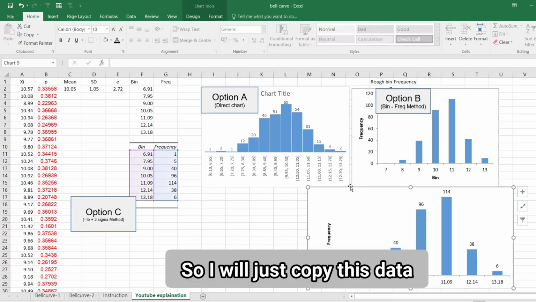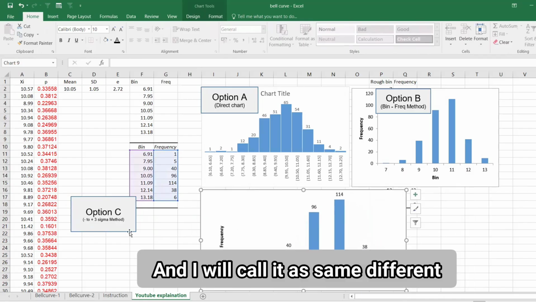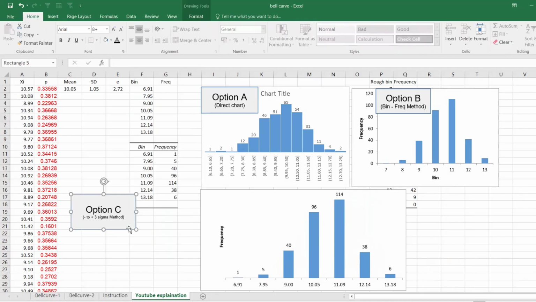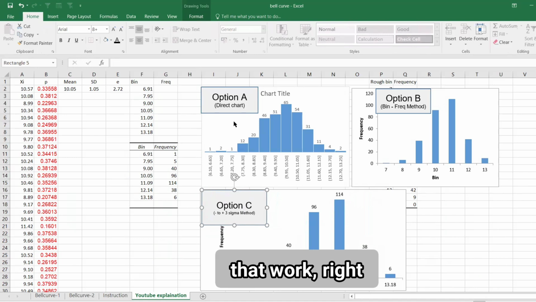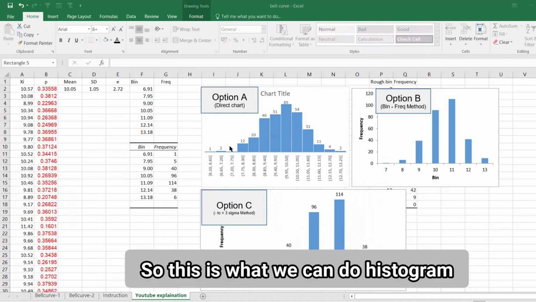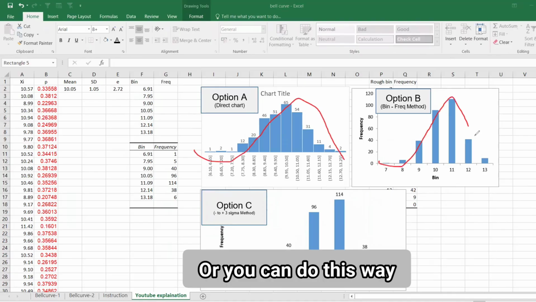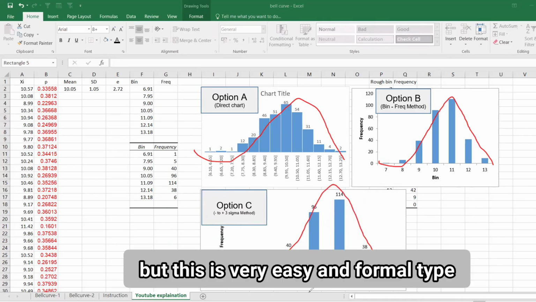So I will just copy this data and keep it here, and I will call it send to front. So these are the three ways you can do that, right? Histogram, you can even do this one. For example, let's say this, also like histogram, or you can do this way, or this way, right? All these ways we can do, but this is very easy and formal, right?